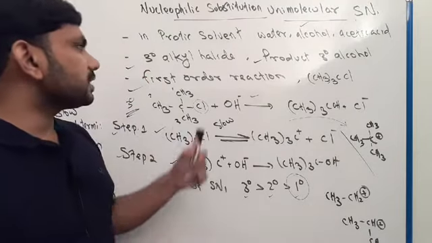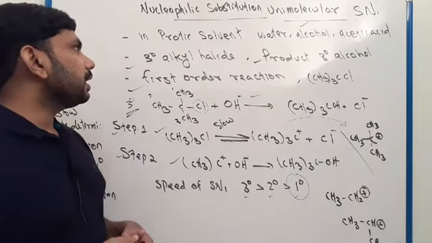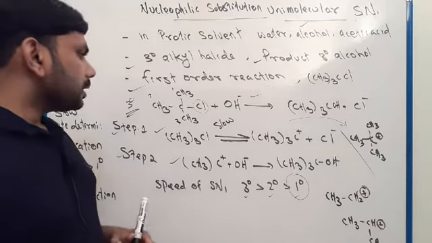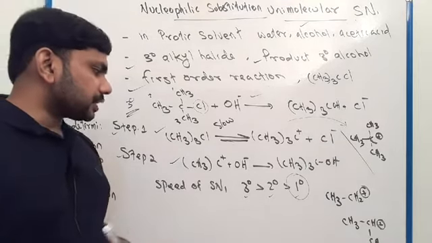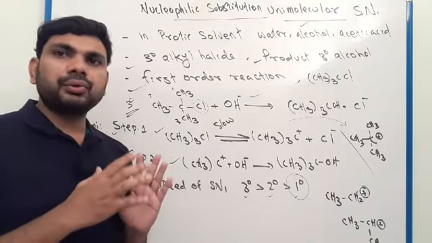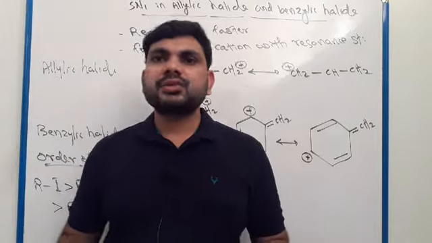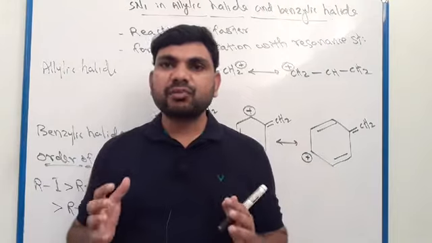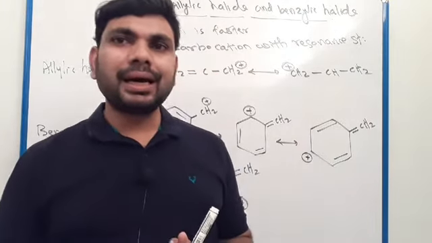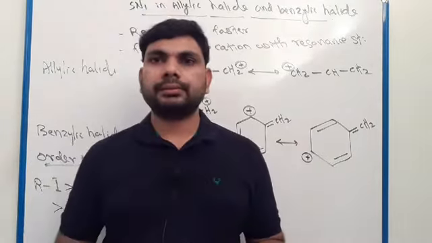Also we discussed that this is a first order reaction. These are the things we have to remember here. Clear? Next we have to discuss the SN1 mechanism in allylic halide and benzylic halide.